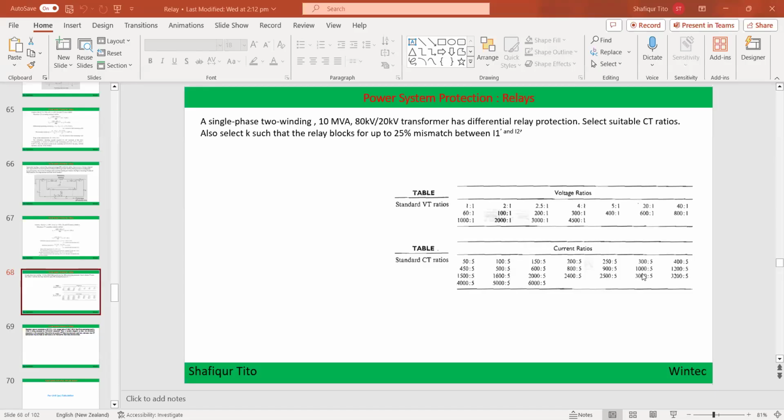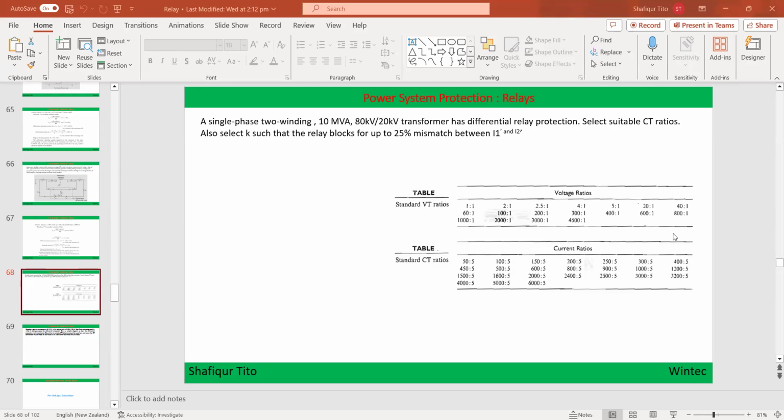So that means, okay, let me just share this one. I think I have not shared this one. So from here you can see that 1000 to 5 is the standard value, and the nearest one is 1200 to 5. So that means we have 1041 that is higher than 1000. So we have to go to the next one.